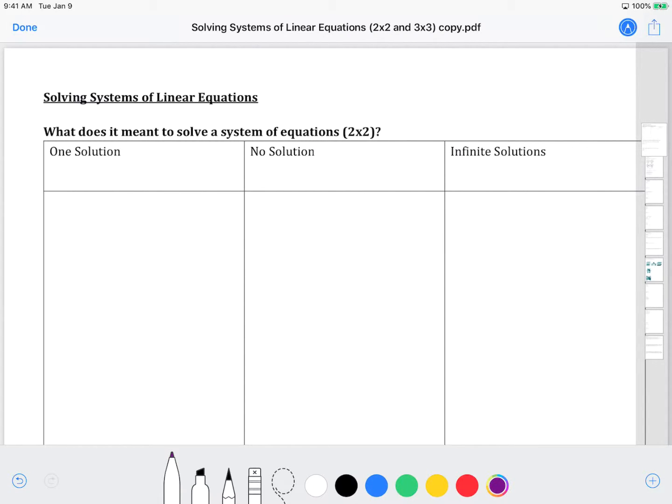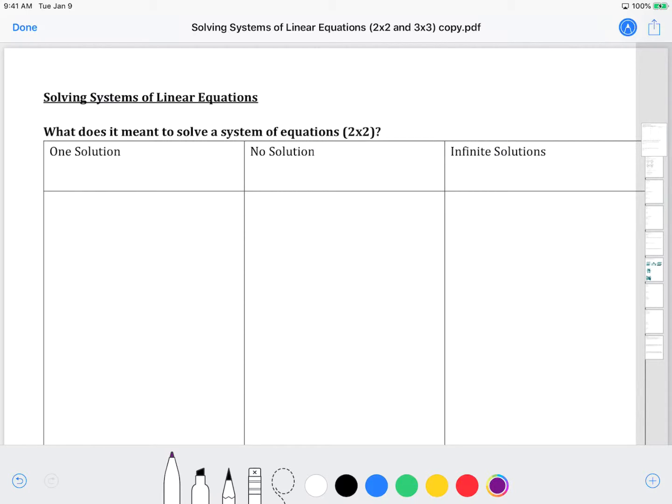In this section, we're going to start talking about solving systems of linear equations. When we solve a system of linear equations, what we're doing is solving multiple equations and multiple variables simultaneously. When we say we're solving a system of equations that's 2 by 2, that means we're solving two equations with two unknowns. Now, there are different situations you can run into when you're solving a system of linear equations.